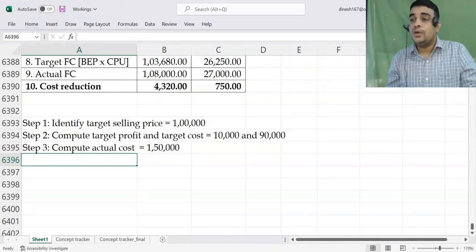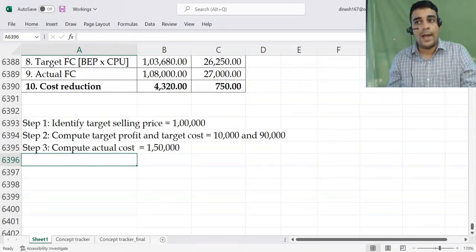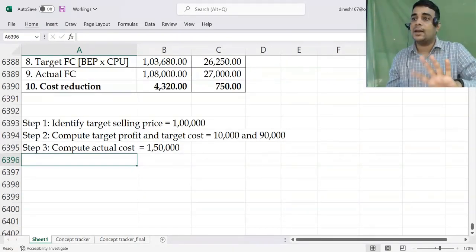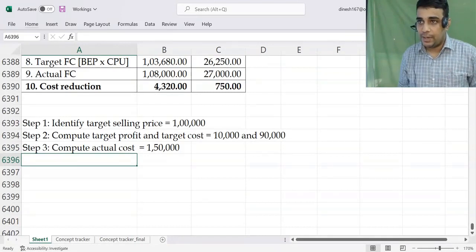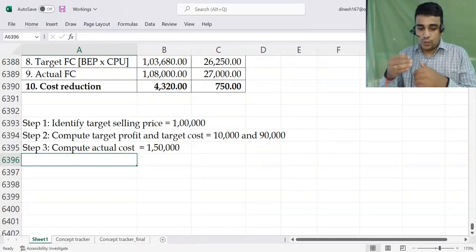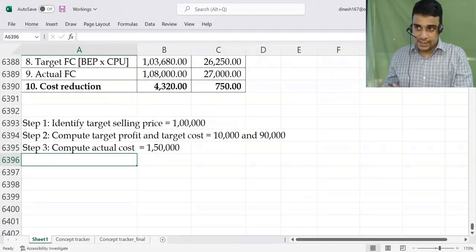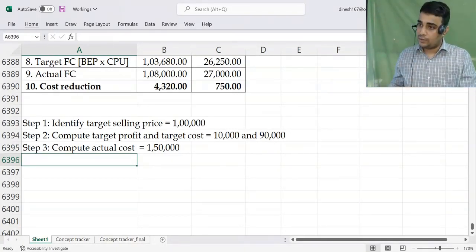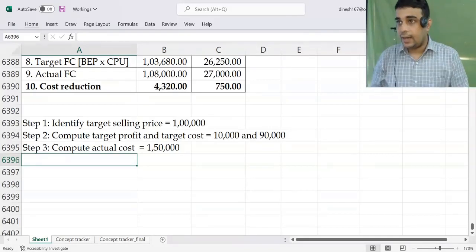Step 4, do value engineering or value analysis to bridge the gap between the targeted cost and the actual cost. So you will do some design changes. Go back to step 3. When you go back to step 3, see what the actual cost is again. Again you go back to step 4 if you are not meeting the target cost.